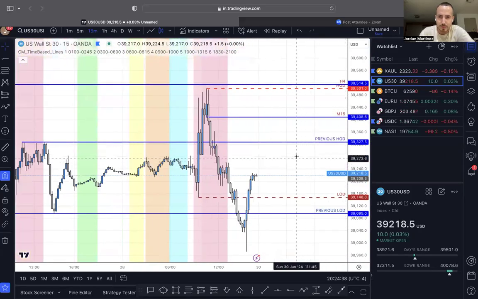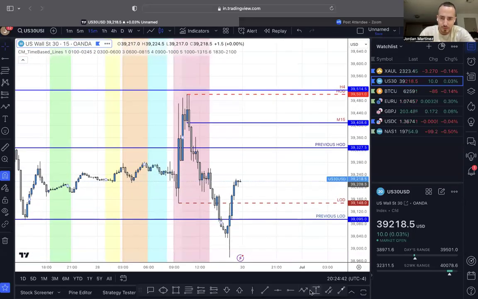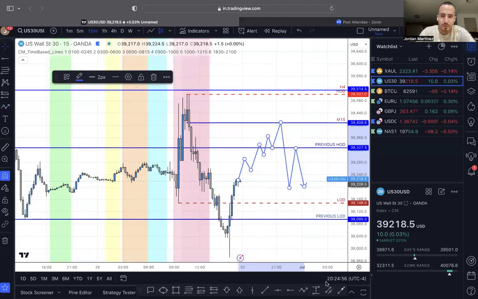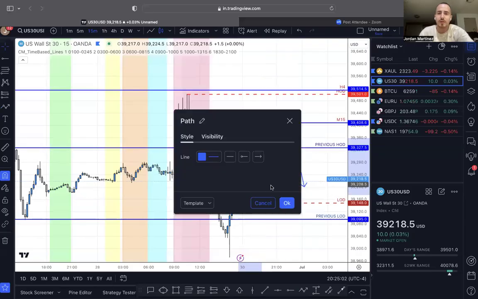I would honestly expect price to pull back into this area here. So I really do think price is gonna do something like this. Pull back into this area right here. Either this M15 and sell from this M15 or create an area of supply off this high of day. I think price is going to do one of these two scenarios or sell from that area right here.